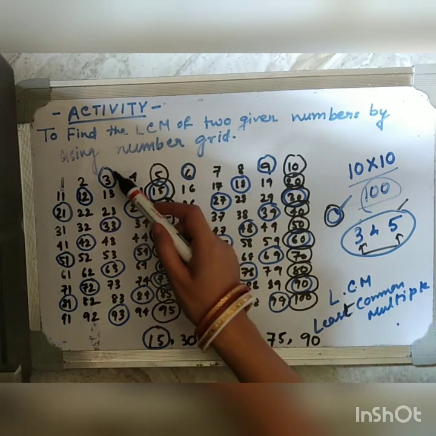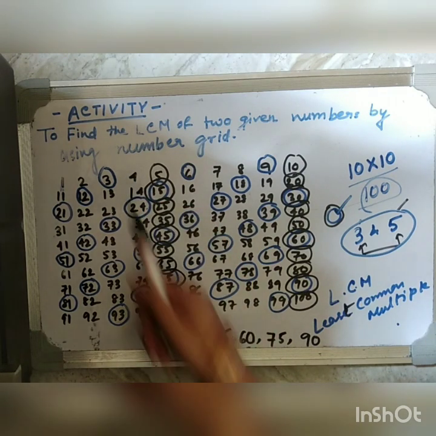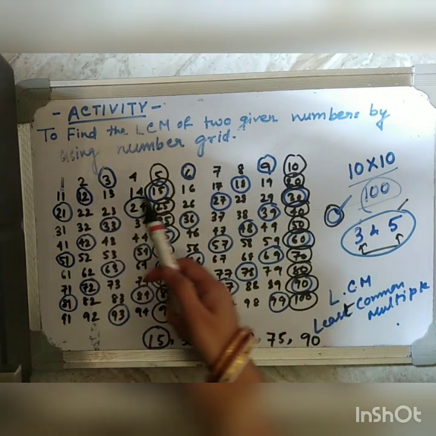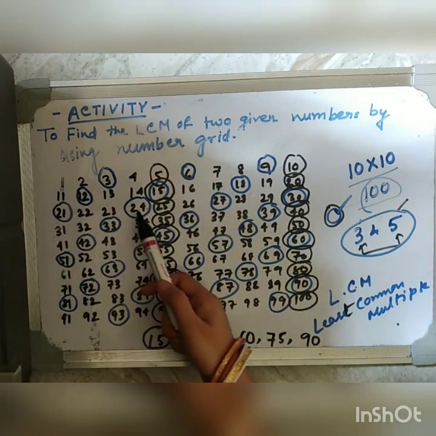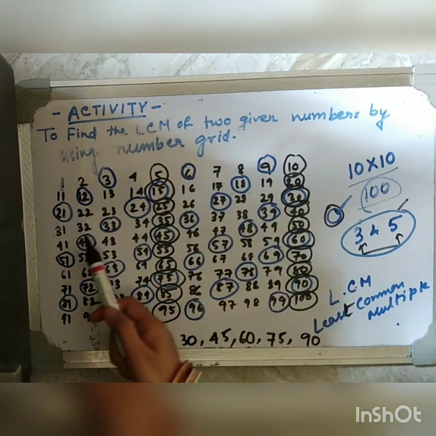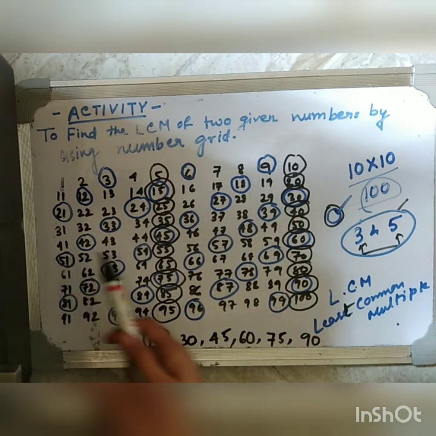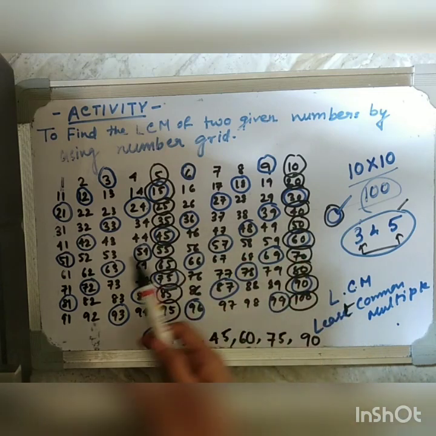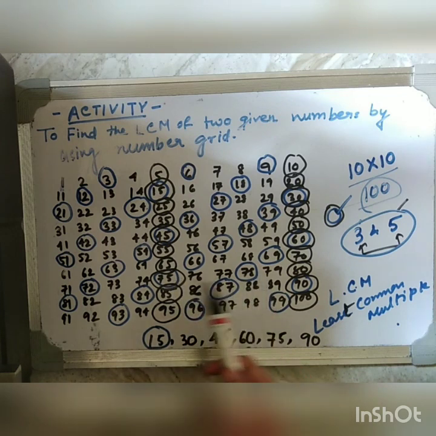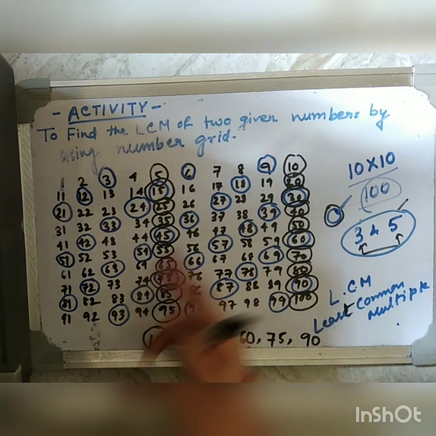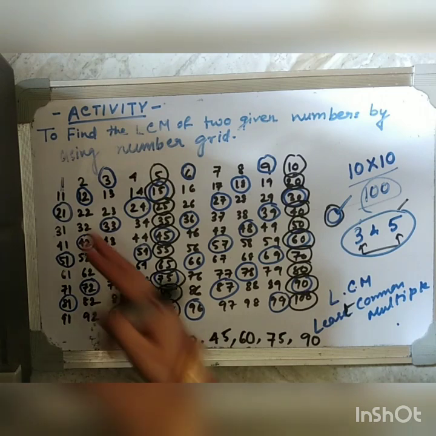Now we have encircled the multiples of 3 in blue color. So first multiple is 3, after that 6, 9, 12, 15, 18, 21, 24, 27, 30, 33, 36, 39, 42, 45, 48, 51, 54, 57, 60, 63, 66, 69, 72, 75, 78, 81 was left, 84, 87, 90, 93, 96 and 99. All these are the multiples of 3 up to 100.